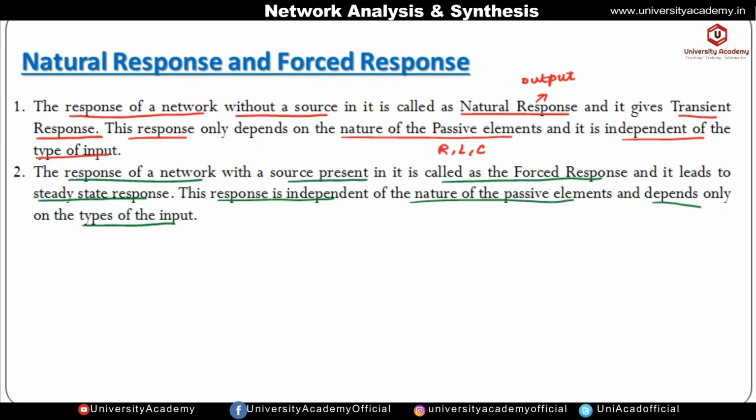It means total time response is a combination of natural response plus forced response. Okay, so natural response plus forced response.